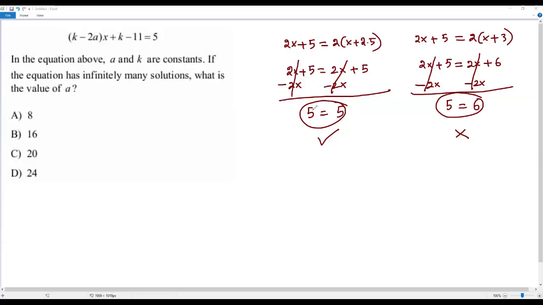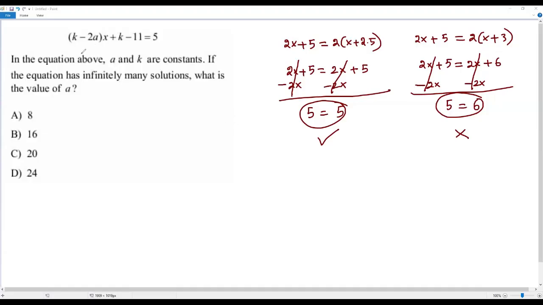Here we get a true statement in the first case. So for this equation, we have to conclude the equation has infinitely many solutions. In the second case, we got a false statement in the final result. So for this equation, no solution.